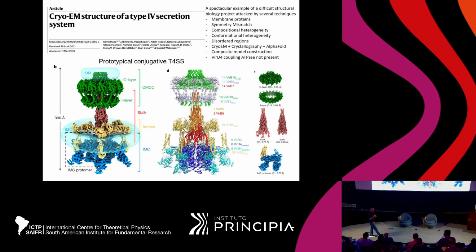So bacteria can exchange genetic material, often pieces of DNA that they capture from the outside, or plasmids, which are circles of DNA. And this conjugation is mediated by these type 4 secretion systems. And the prototypical type 4 secretion system has been studied quite a lot by many groups.